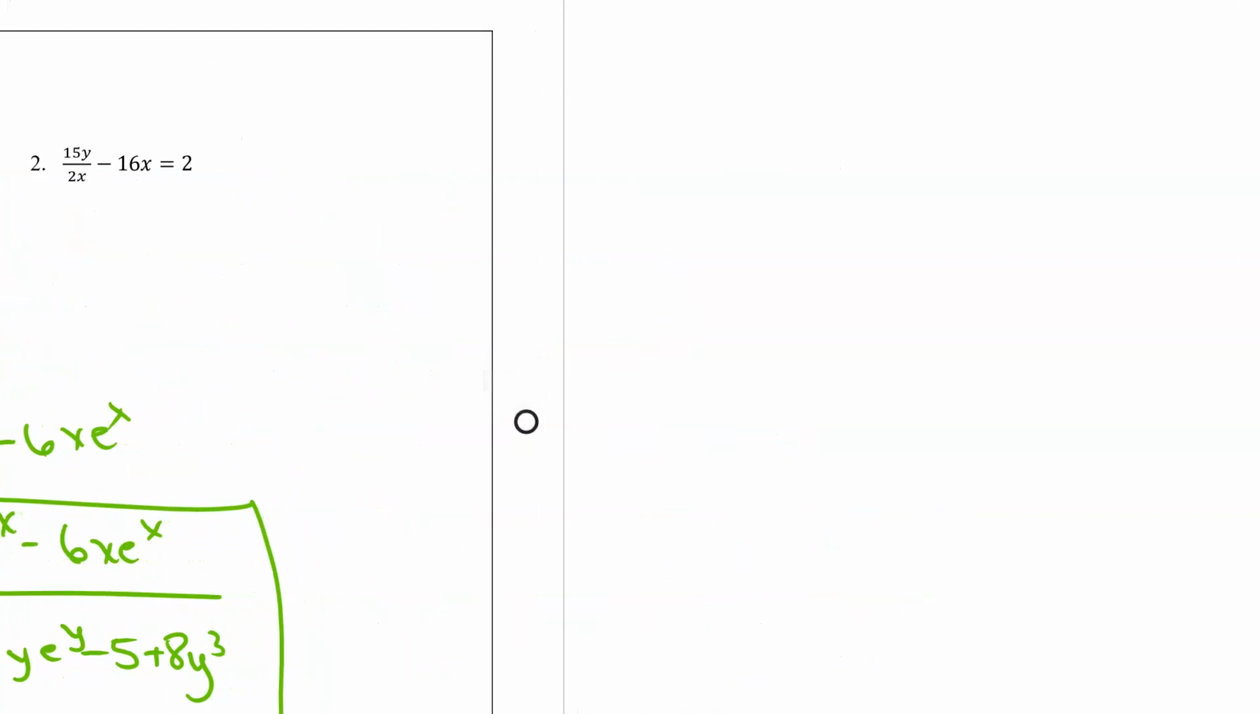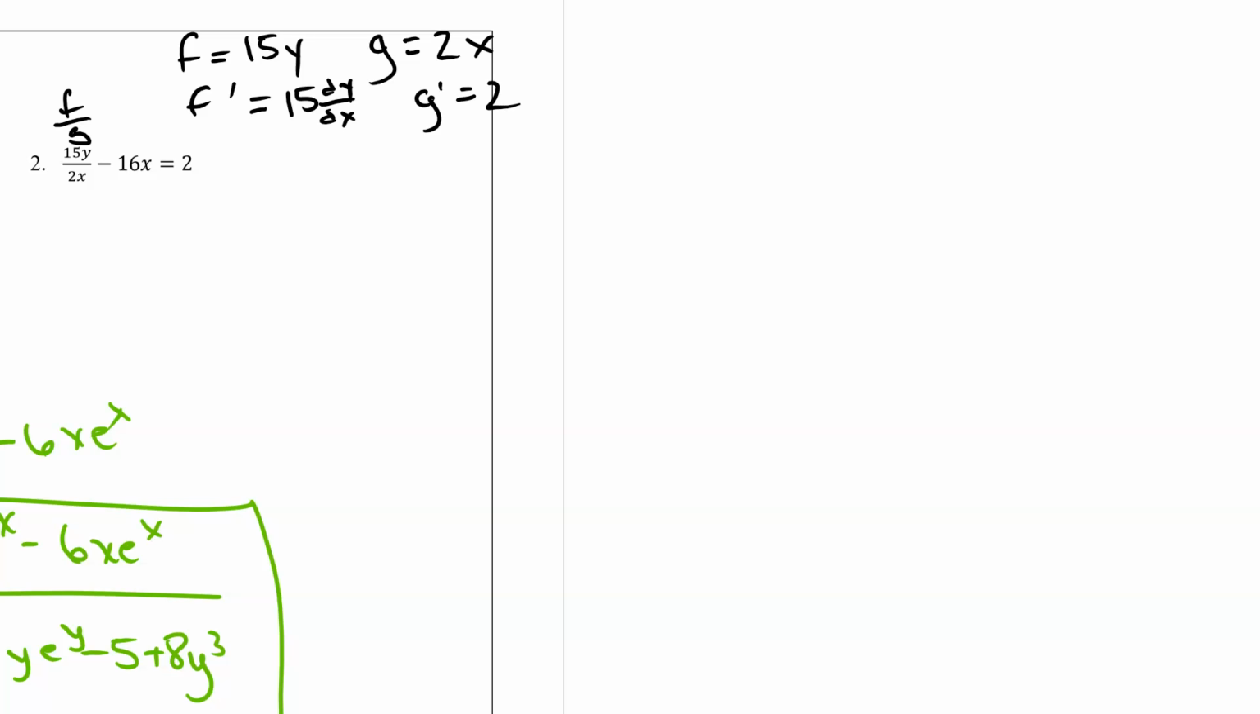All right, next up we've got the quotient rule going on. So that would be right here, we've got f over g. So f equals 15y, g equals 2x, derivative of f, 15 dy dx. Derivative of g, 2. Chain, whoa. Quotient rule.